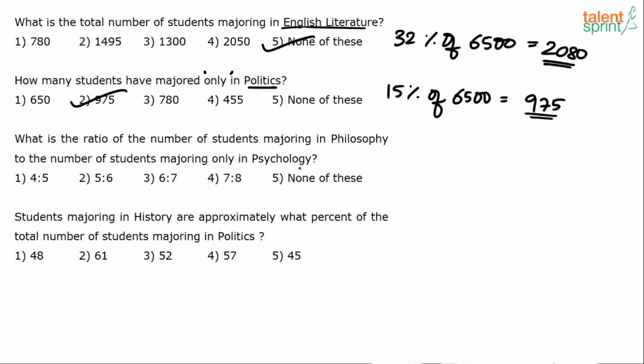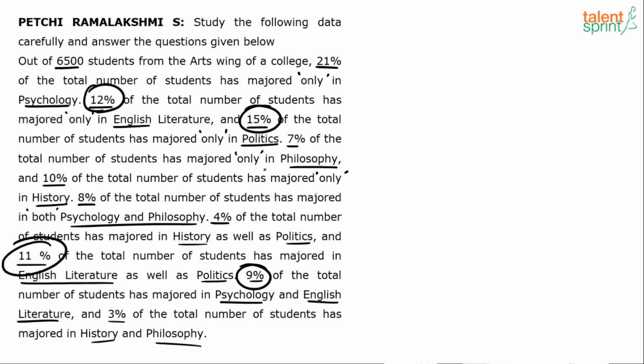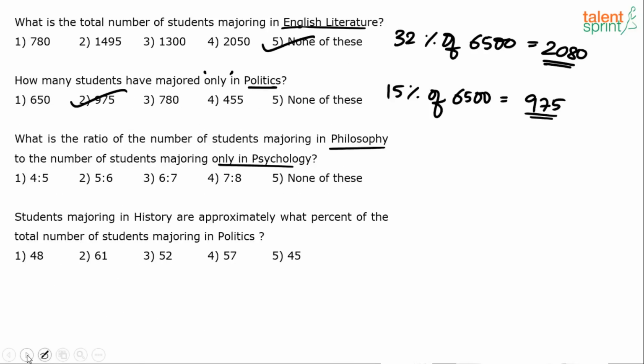What is the ratio of number of students majoring in philosophy to the number of students majoring only in psychology? Philosophy versus only psychology. There is a difference, right? Only psychology is very clear. How many are only psychology? See, 21% only psychology. So the second part of this ratio is 21%. What is the first part is the question. First part is what? Philosophy. Majoring in philosophy. It is not only philosophy. It is philosophy without the word only. So all the possible philosophy numbers have to be considered.